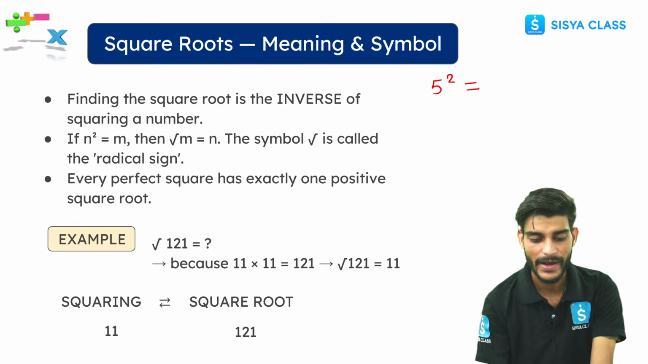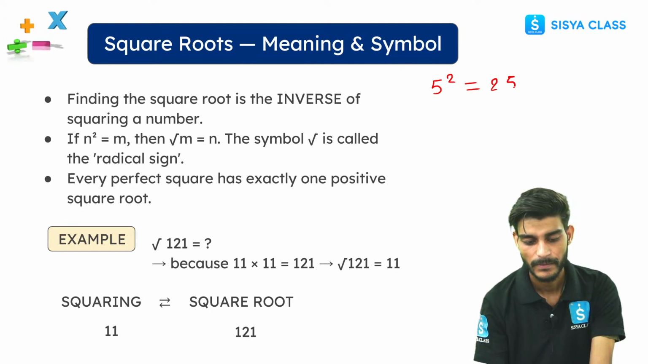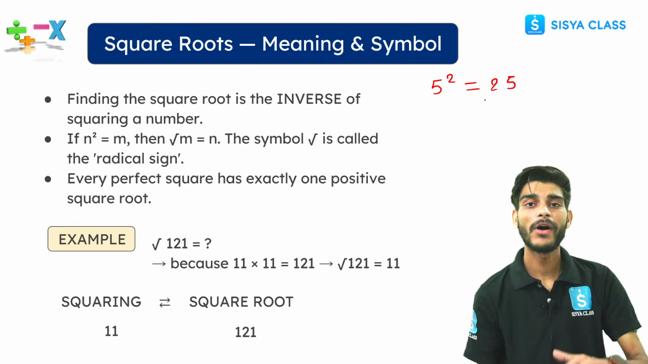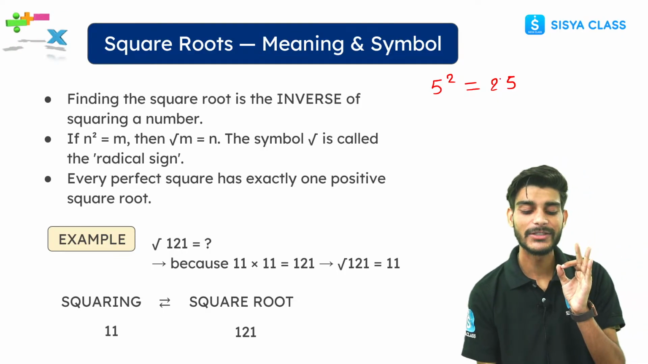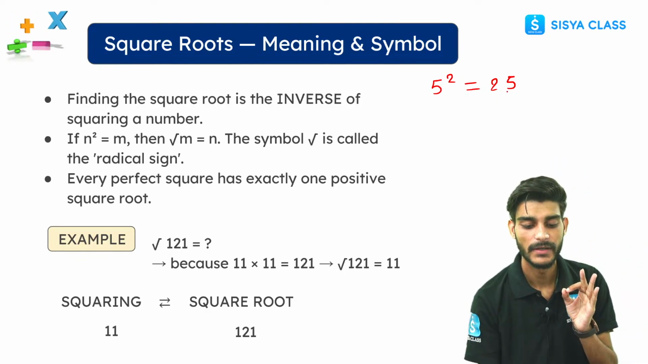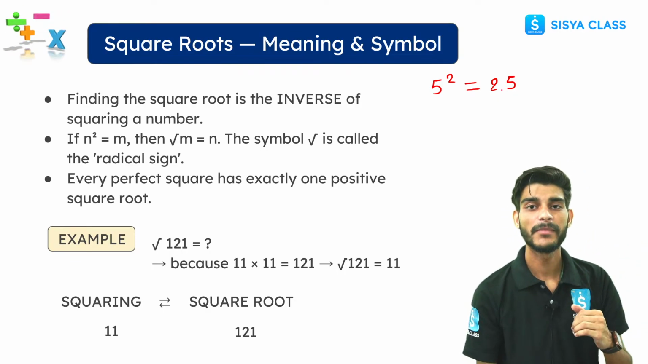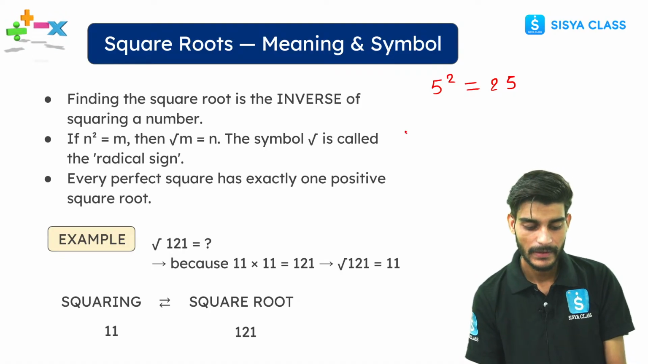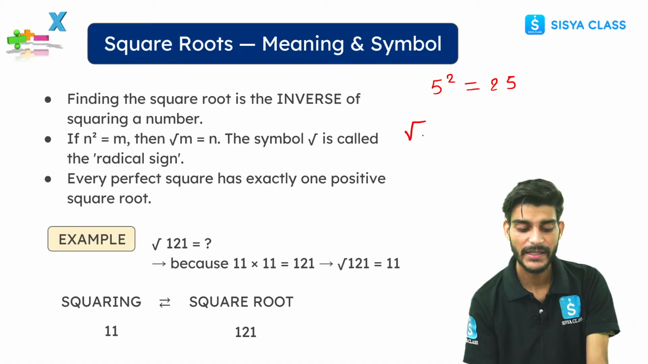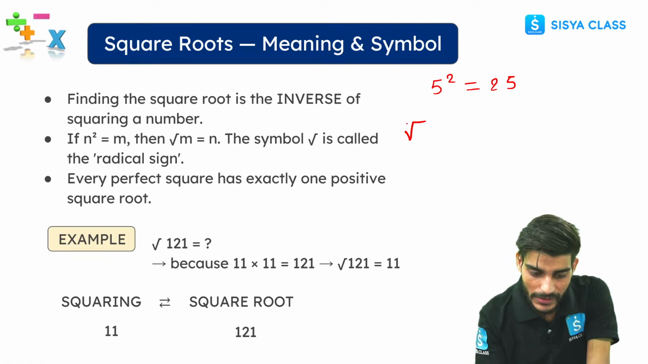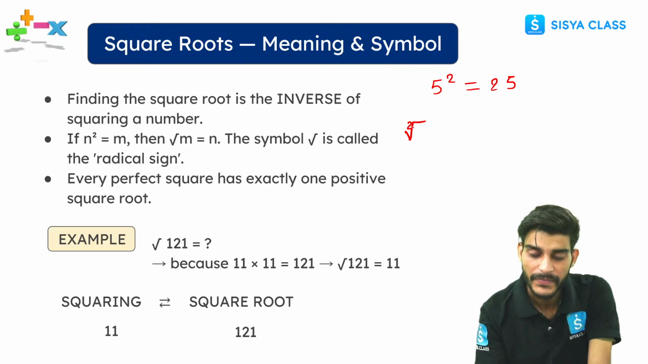So the square of 5 is 25. Yes, sir. Now what you will do? You will find the square root of this number. The square root of a number is denoted by this radical sign. The meaning of this is square root. Here we have 2. Clear?